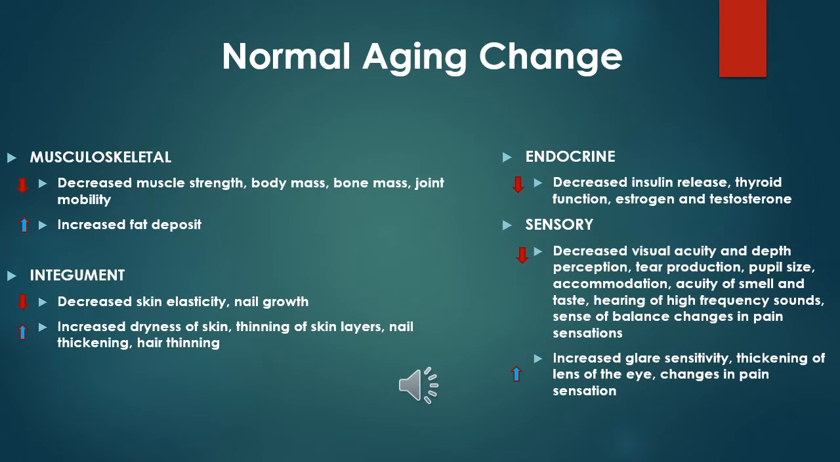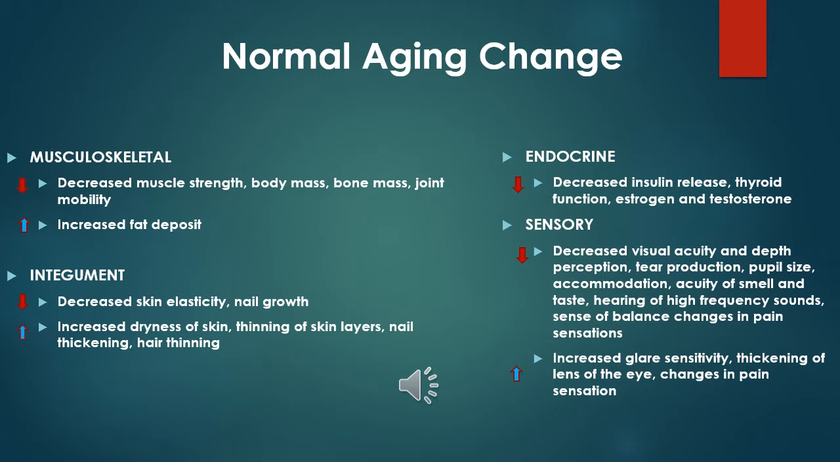We are continuing on with normal aging changes. Next is musculoskeletal. It is likely for the client to have a decrease in muscle strength, body mass, and joint mobility. And they will also typically have an increase in fat deposits. So assessing them, you want to assess any activity, any exercise and tolerance would be appropriate as well.